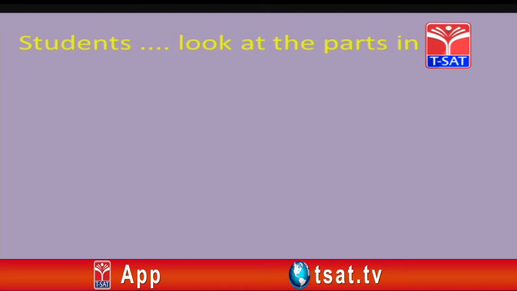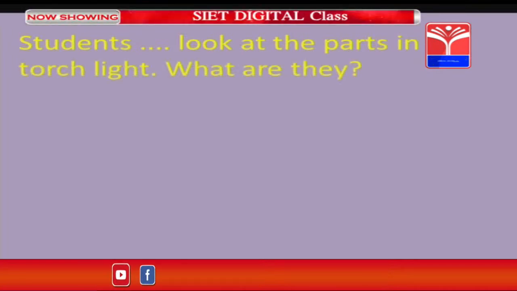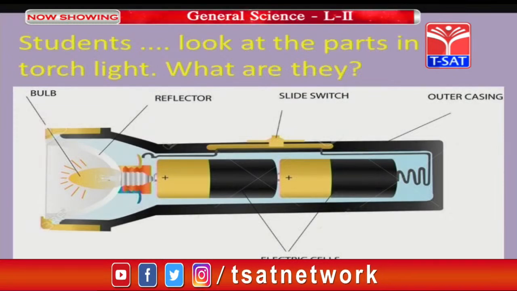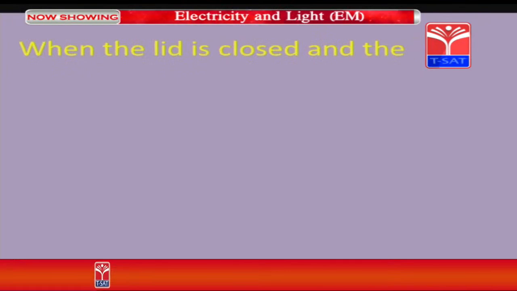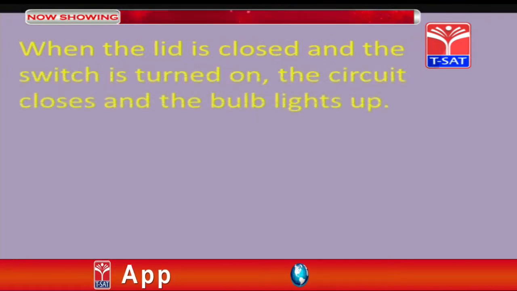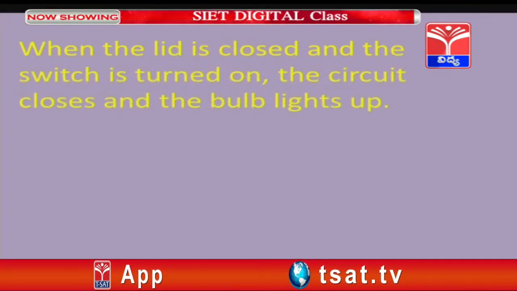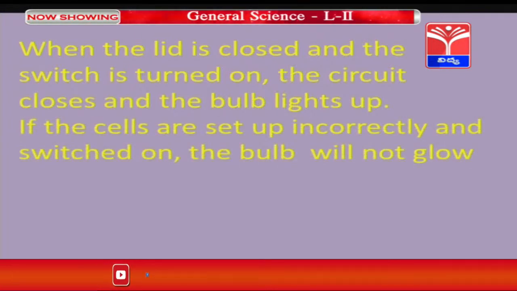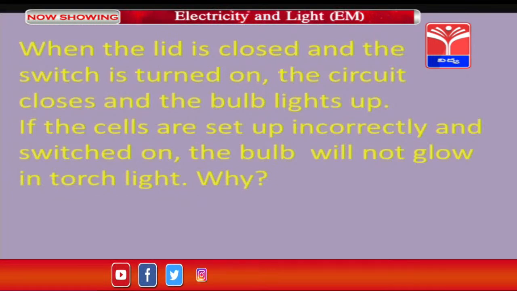Students, look at the parts in the torchlight. What are they? Bulb, reflector, sliding switch, outer casing and electric cells. When the lid is closed and the switch is turned on, the circuit closes and the bulb lights up. If the cells are set up incorrectly and switched on, the bulb will not glow in the torchlight.